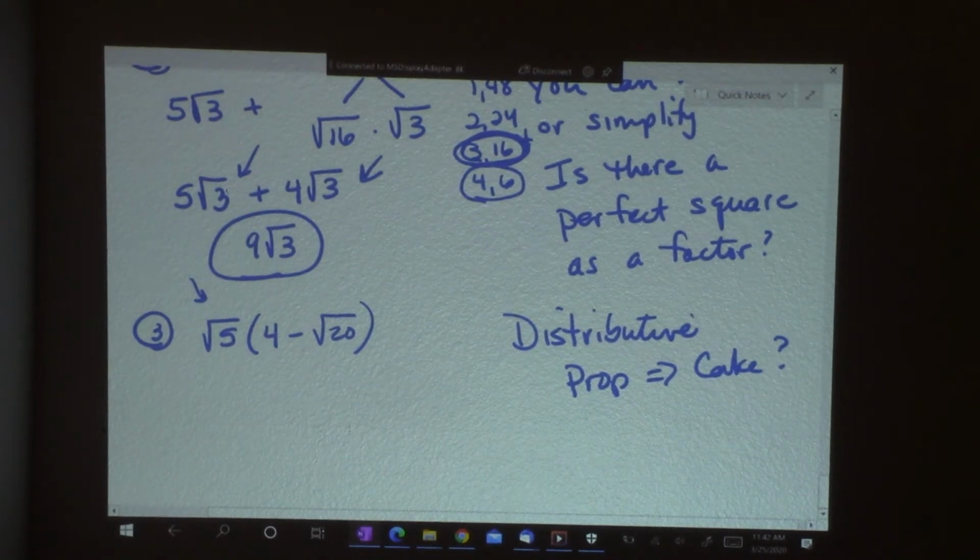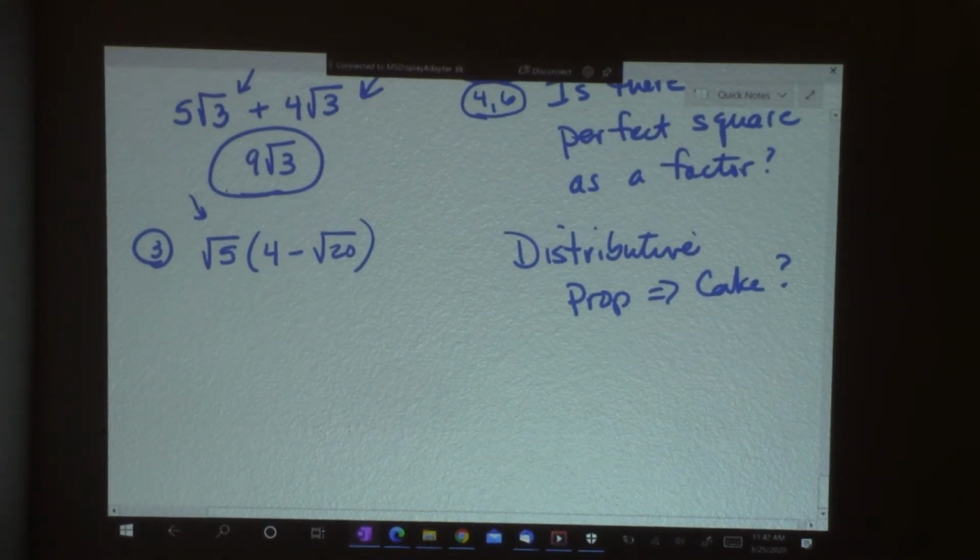Okay. Anyway, we're going to distribute. So I'm going to multiply the square root of 5 times 4.